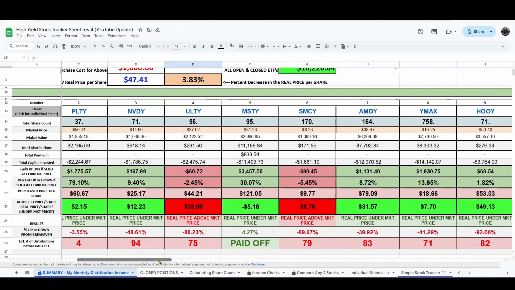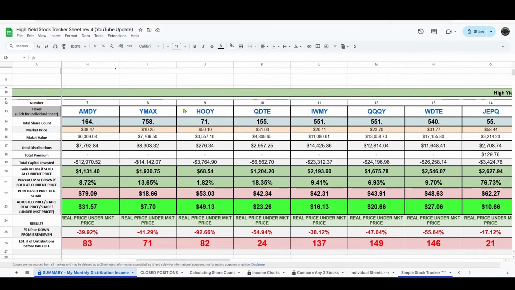I was down 5, but HOOY actually came up today and closed at $50.10, while my real price per share is $49.13 because I was able to purchase shares previously, which brought my adjusted average down from $50 and some odd cents to $49.13. As I've stated many times, I continually drop my real price per share so that when the stock price decides to move up or trade sideways, I can turn this into a green trade.